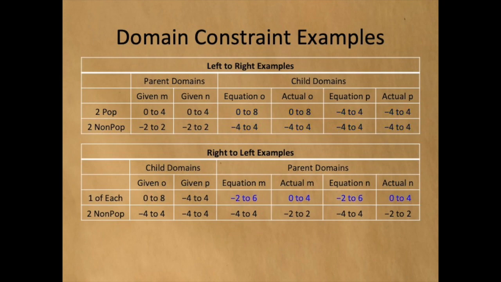For example, if O ranges from 0 to 8 and P ranges from -4 to 4, then the equations for M and N can produce values from -2 to 6, even though they should only produce values from 0 to 4. Likewise, when both children are non-population nodes, when O and P both range from -4 to 4, the equations for M and N can produce values from -4 to 4, even though they should only produce values from -2 to 2.